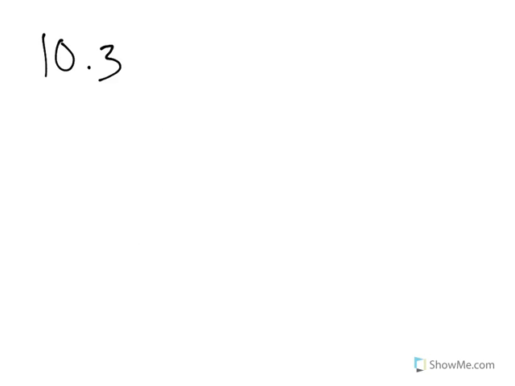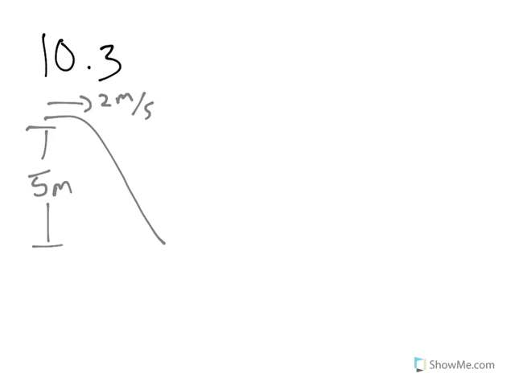Number 10.3. This is a repeat, but it's the speed of the sled. So Christine runs forward with her sled. It looks like this at first. She's going 2 meters per second off the edge here. She is 5 meters above the ground. And what we're looking for is the speed whenever she is down here at the bottom.